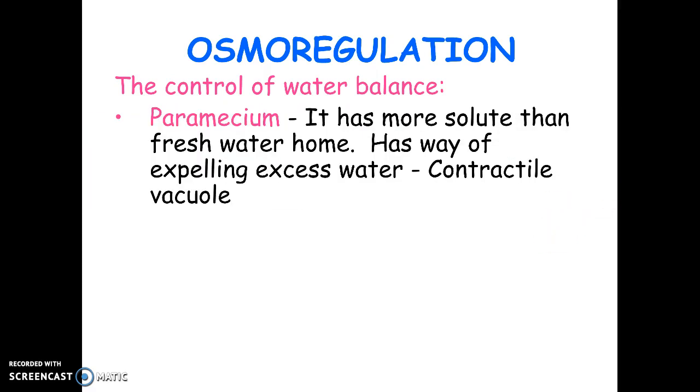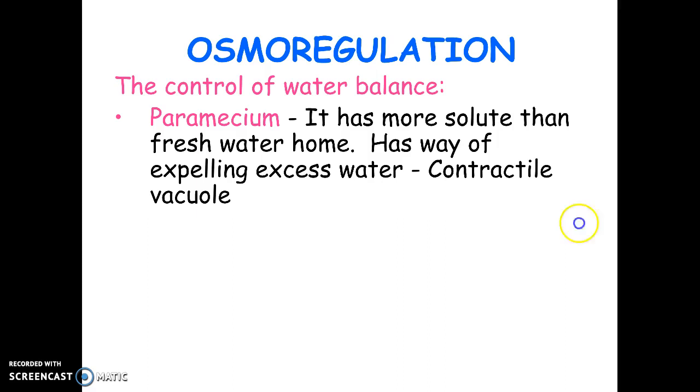So you may remember the paramecium. This was a protist. It had the central or the contractile vacuole that would swell up and squirt out excess water. So that's one example of a way that an organism would osmoregulate in fresh water.